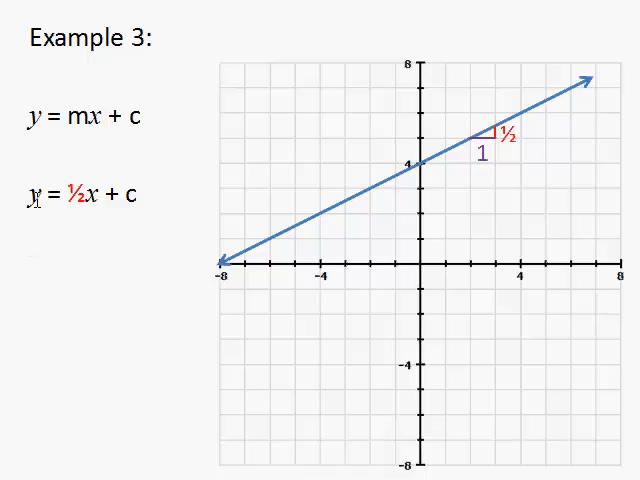In this case, we've got our gradient as a half, so we stick half in our equation, and it goes through the y-intercept at 4, so we replace the c with 4, and we have y = half x + 4. You can also write that in decimal form, no problem at all. y = 0.5x + 4, there's no difference between the two forms.